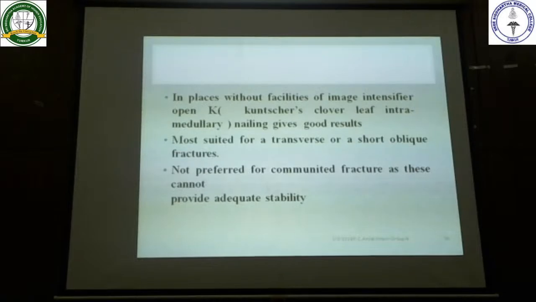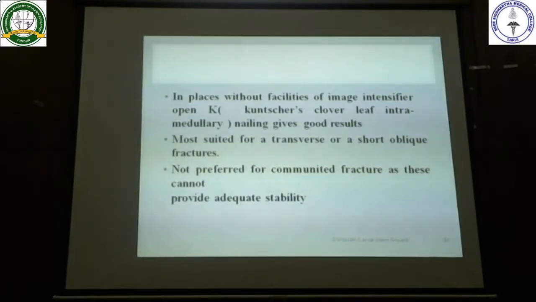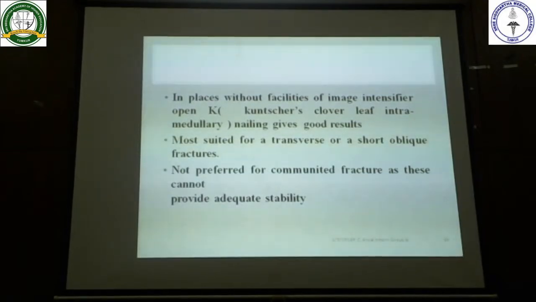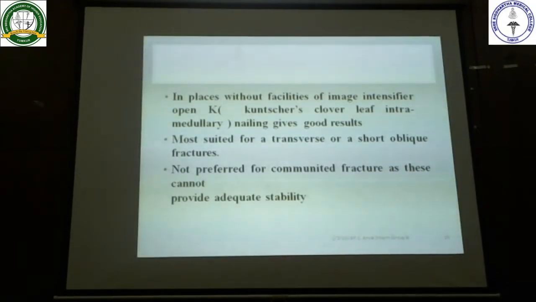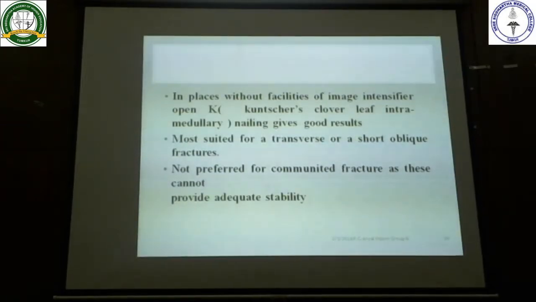It is most suited for a transverse or a short oblique fracture. It is not preferred for a comminuted fracture, as this cannot provide adequate stability. Again, it is not very much in common practice now because most of the hospitals do have better facilities. So you don't use it much, but you can always keep in mind where the K-nail, intramedullary nail, is used. Kushner's nail, right?